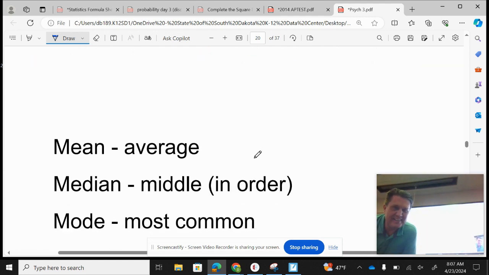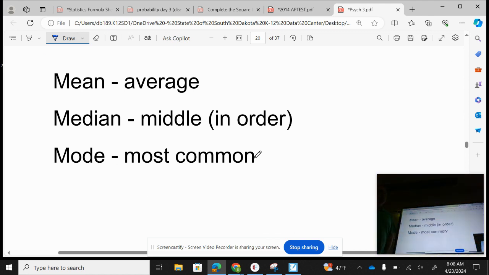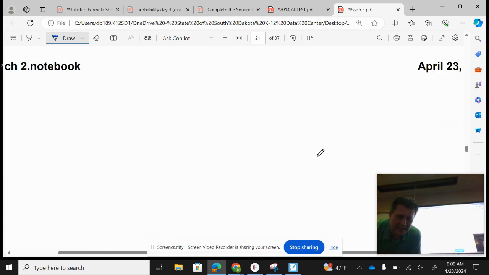So, mean, median, mode. Mean is your average. So hopefully, since you don't get a calculator, the mean is the average, and that is also the middle of the curve. The median is the middle number, but they have to be in order. The mode is your most common number. Okay, so you get a question like this one, maybe.